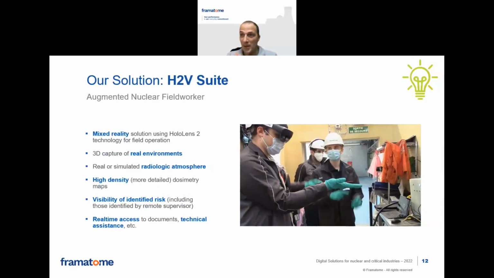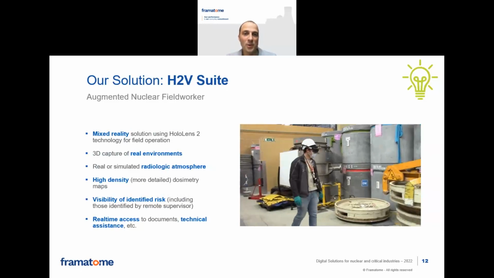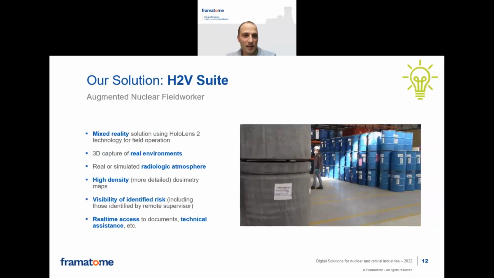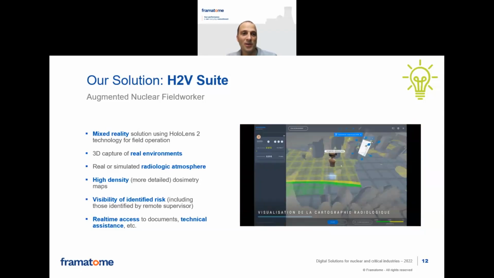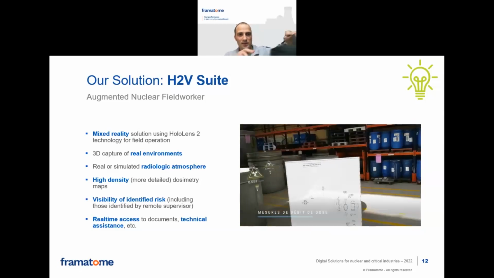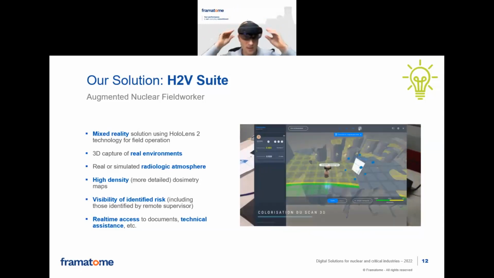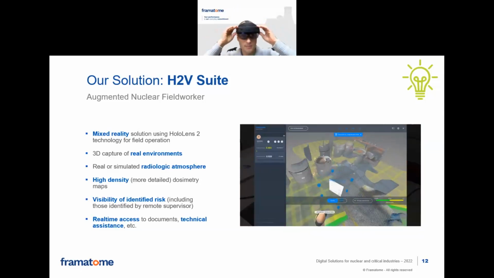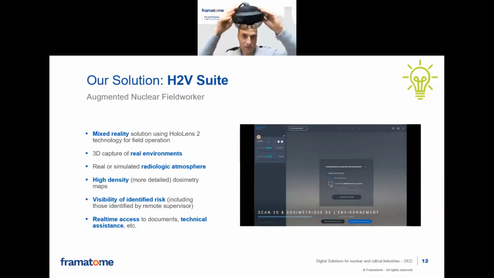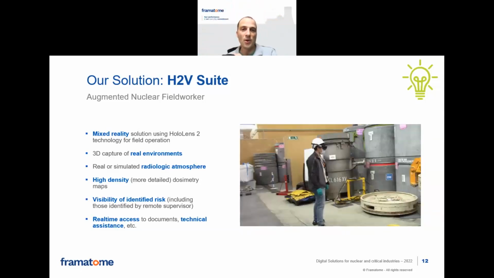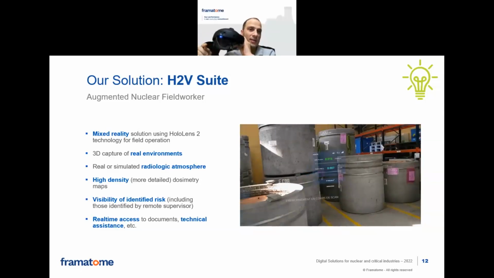So here we come with our solution, H2V suite. This is an augmented nuclear field worker application. This solution is based on a mixed reality solution using the HoloLens 2 device. What is HoloLens? HoloLens, it's this. It's a kind of glasses that you wear. You look very cool when you wear that, but the main point is you can see reality through the glasses, like normal glasses. And the technology allows you to overlay information on top of what you're seeing through the glasses.